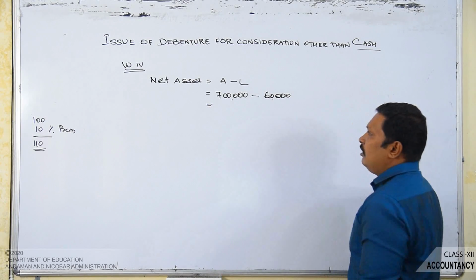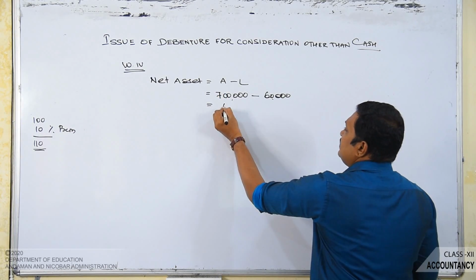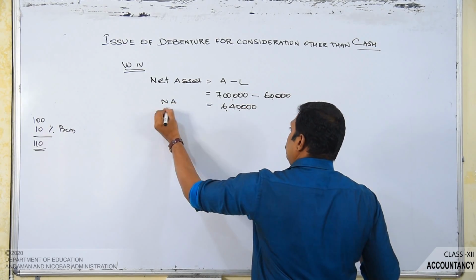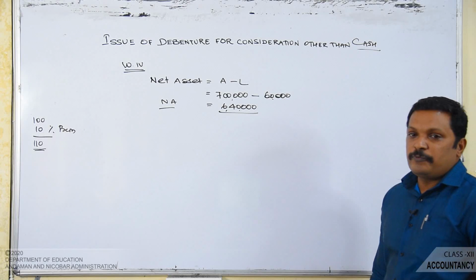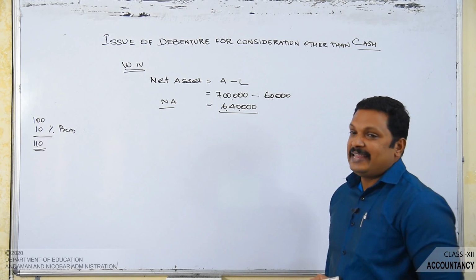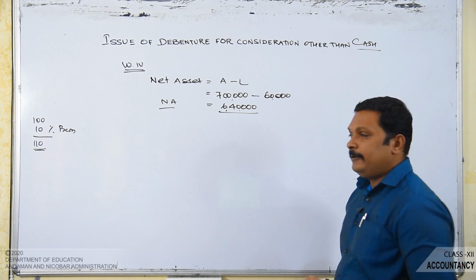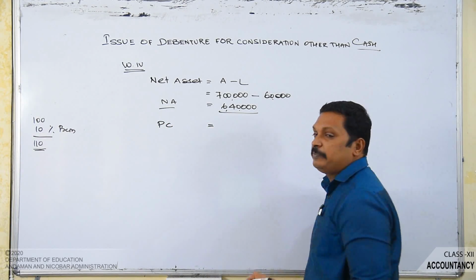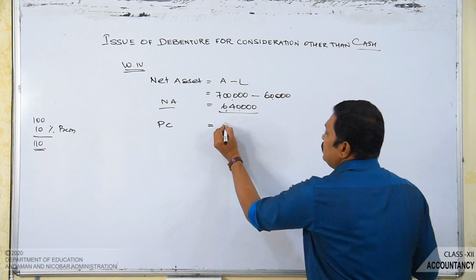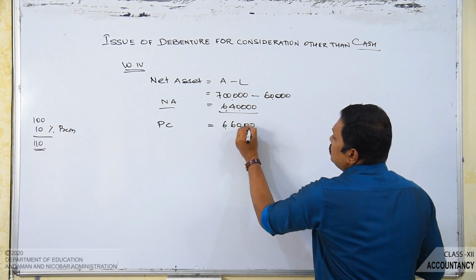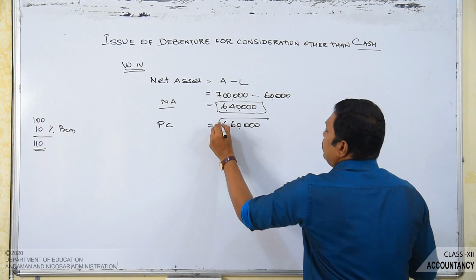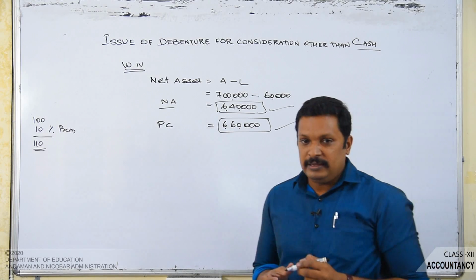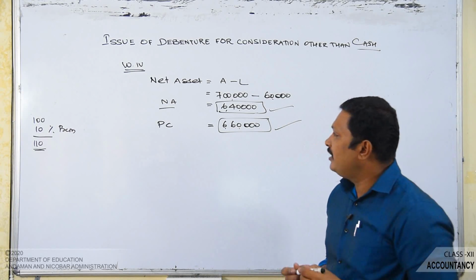So, what is the net asset now? 6,40,000 is the net asset. Clear? So, how much PC is given here? That is the purchase consideration. The purchase price is 6,60,000. This is a very important thing. We are getting net asset of 6,40,000, but we are paying more than the net asset.